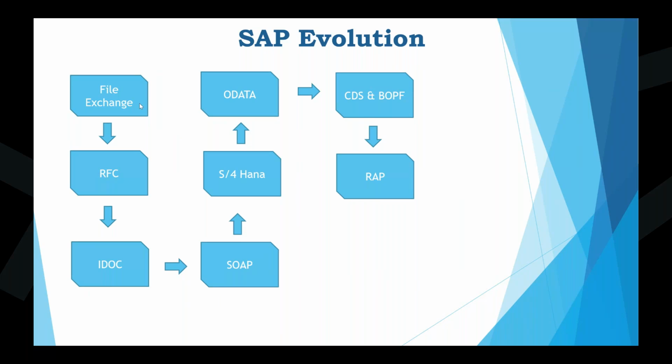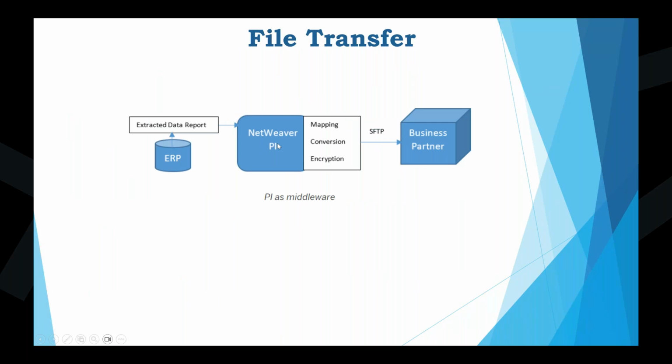Now, once PI came into the picture, the extracted files from SAP are sent first to PI, where mapping will be done, and any conversions or encryption required will be done. Then PI will send the data to the third party system, right? This is what is happening today also. So this is one of the techniques where we transfer the data from SAP to non-SAP systems, using FTP and SFTP.